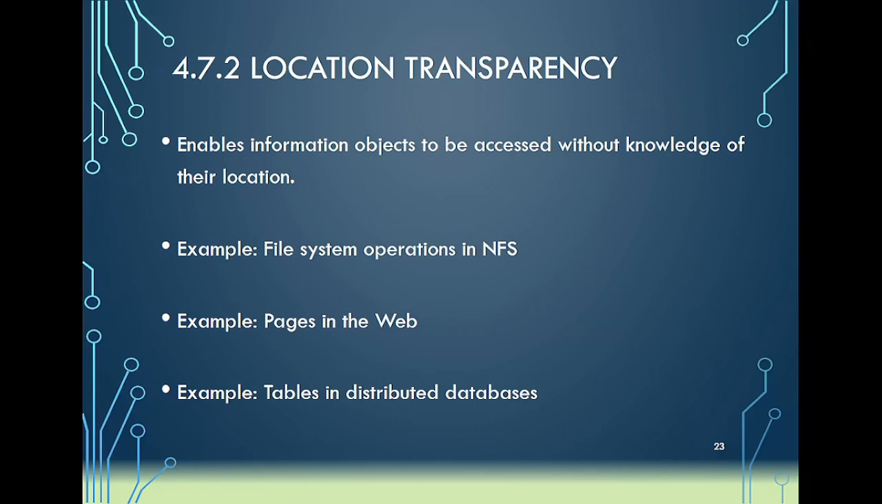Location also. A distributed system must present transparency in location. For example, it enables information objects to be accessed without knowledge of their location, right?